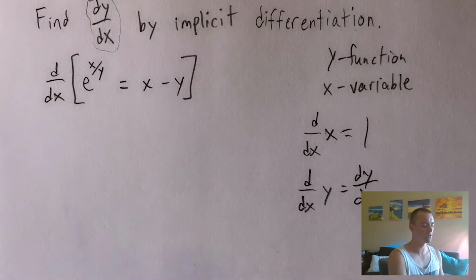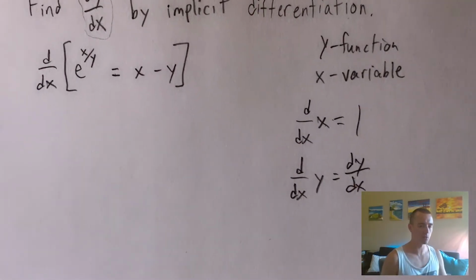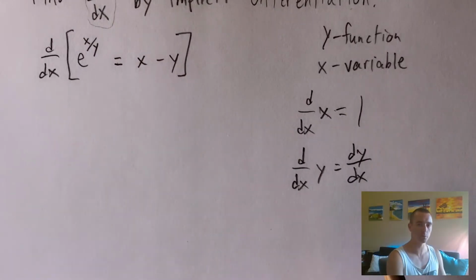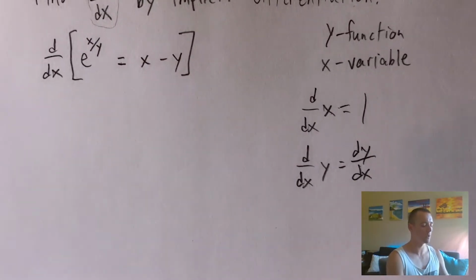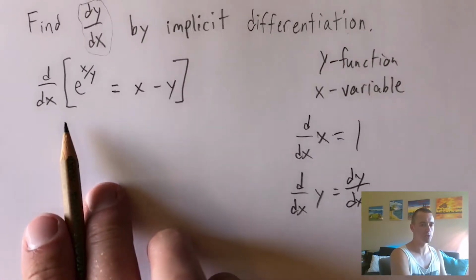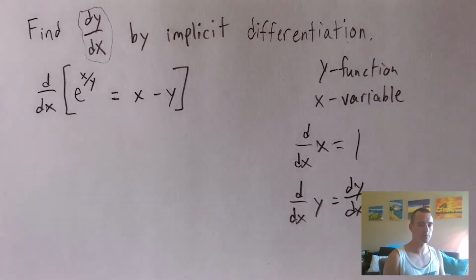So when we take the derivative with respect to x of this equation, it's going to introduce a dy/dx, which we can then solve for. So how do we do that? Well, we're pretty much just going to go through this equation and find the derivative of each of these terms separately, and then we'll be able to put them all together.